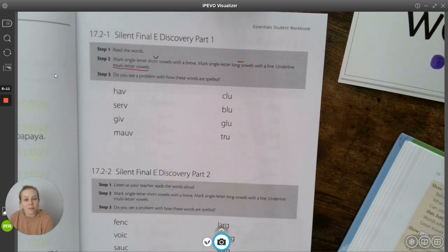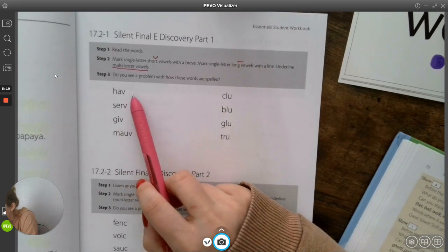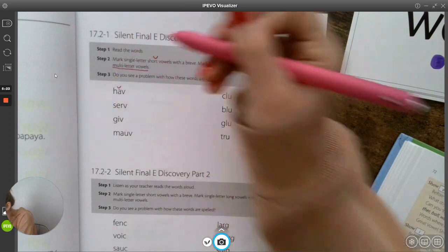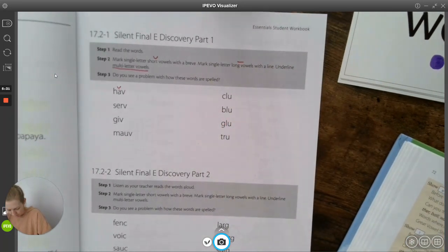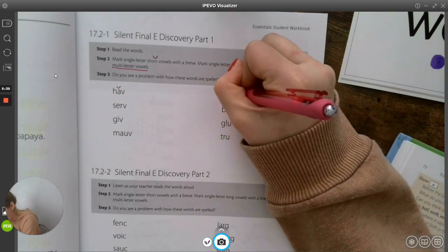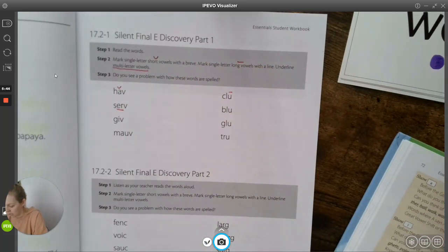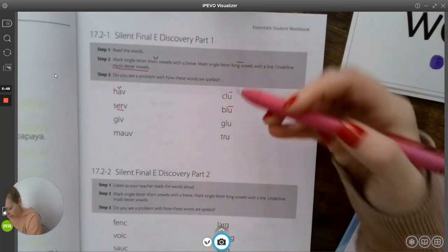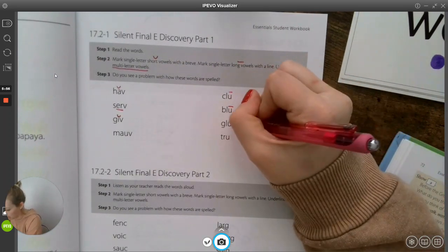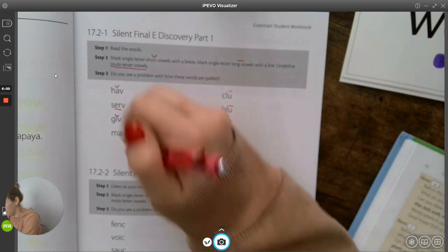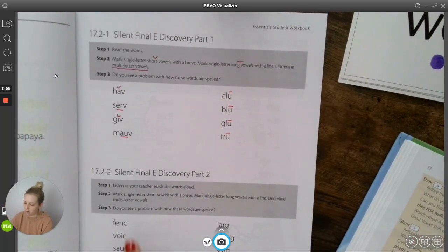Do you see a problem with how these words are spelled? Let's figure it out. All right, so we have have. Okay, so we're going to put a breve over that. Clue. Ooh, clue. That's long. Serve. That would be a multi-letter, so we're going to underline that one. Blue. Ooh, long. Glue. Long. Mauve. Multi-letter. And true. Long.